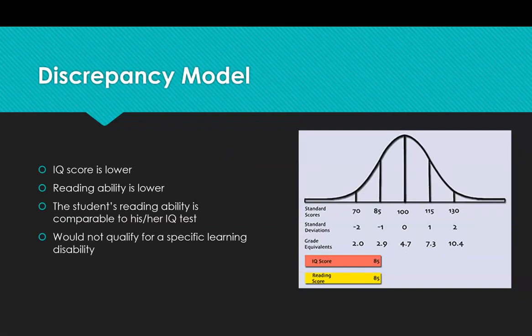So we're going to get into the discrepancy model. The IQ score here is a little lower. Reading ability is a little lower. The student's reading ability is comparable to his or her IQ test. As you can see, they're both 85. They would not qualify for a specific learning disability. However, this student is a struggling learner, so we will need to accommodate in the classroom, provide more support for the student. However, this student would not qualify for a specific learning disability.